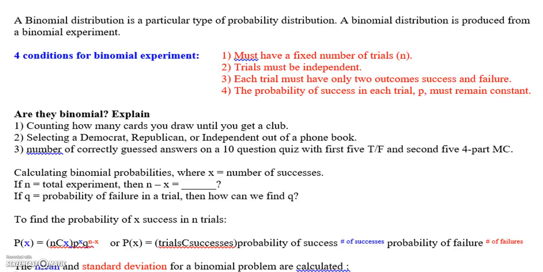So this is 6.2, a binomial distribution. A binomial distribution is a particular type of probability distribution, and it's produced from a binomial experiment. But for it to be a binomial experiment, it has to meet 4 conditions. And these are the 4 conditions.